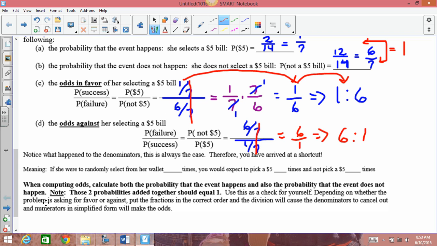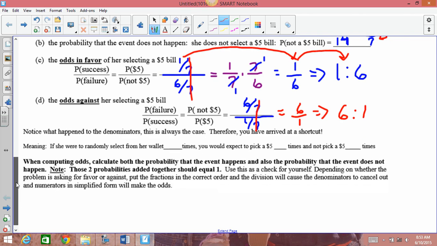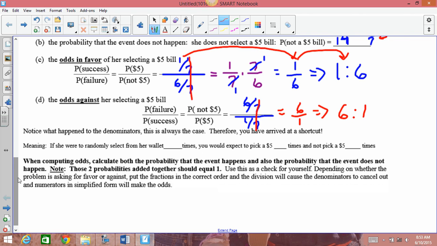Okay. And I said I'd point out, what's the meaning of this? Well, this means that if she were to draw from her wallet 7 times, and I'm getting that 7 by adding these two numbers together, 6 and 1 is 7, 1 and 6 is 7. So if she were to draw from her wallet 7 times, you would expect her to pick a $5 bill, the success, 1 time, and 6 times would be not a $5 bill. Okay, so that's the meaning there.